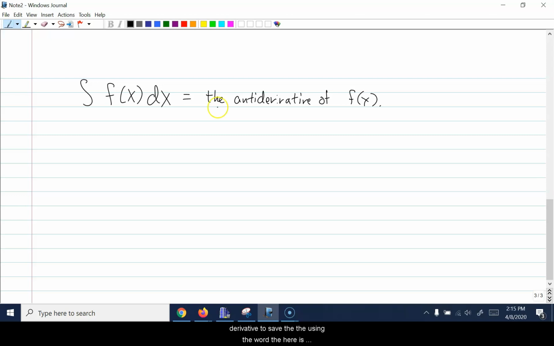Using the word "the" here is bad. There isn't only one antiderivative of f of x. There are lots of them. Math hates a question that has more than one answer. We want to be able to use the word equals. And if this thing equals more than one thing, the whole idea of equals breaks down.